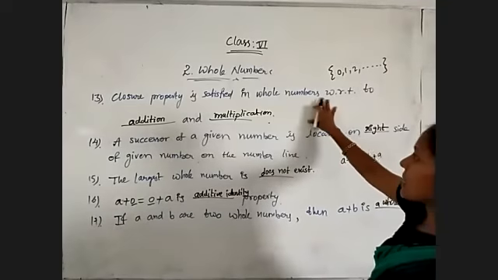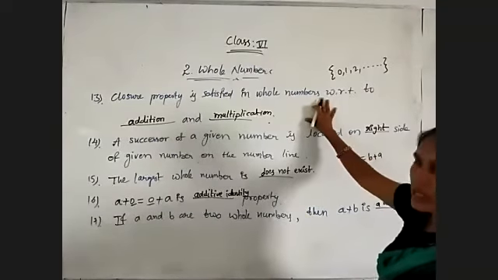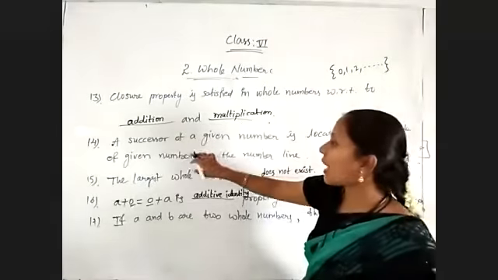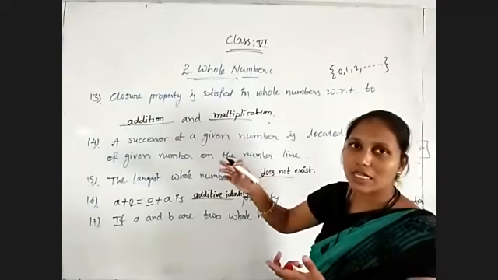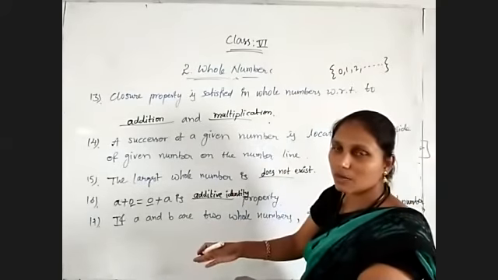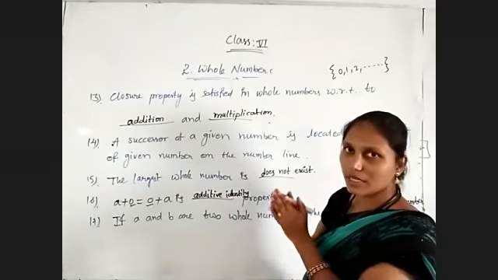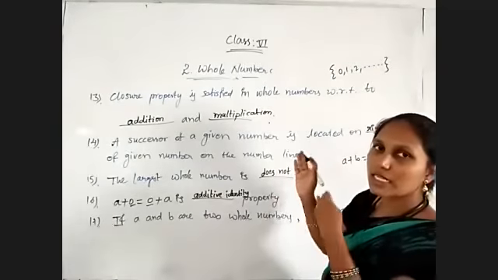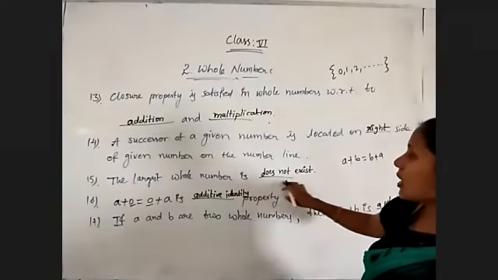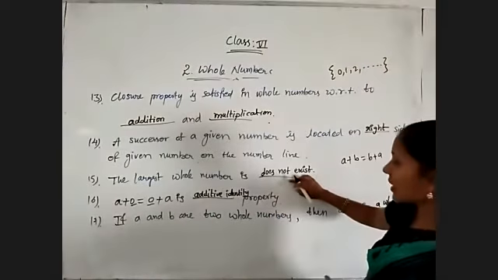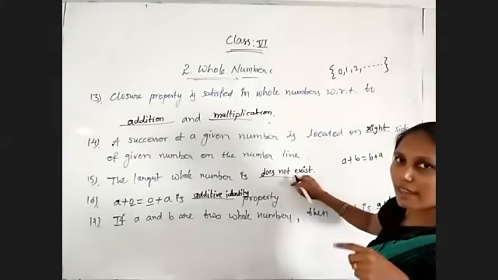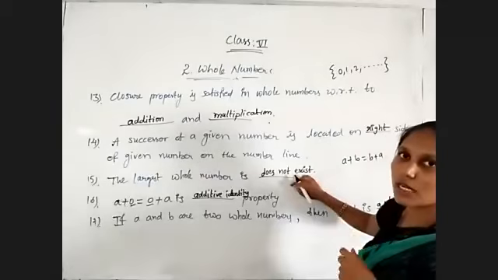So closure, commutative, associative, all those properties are satisfied for addition and multiplication. And successor means every time greater numbers always lie on the right side on the number line, lesser numbers always lie on the left side. Successor in the sense greater number, that's why right side. Predecessor is a lesser value, minus 1, so left side. Now, the largest whole number is not there in whole numbers. That's why does not exist. And the smallest whole number is 0. And there is no predecessor for the smallest whole number 0.